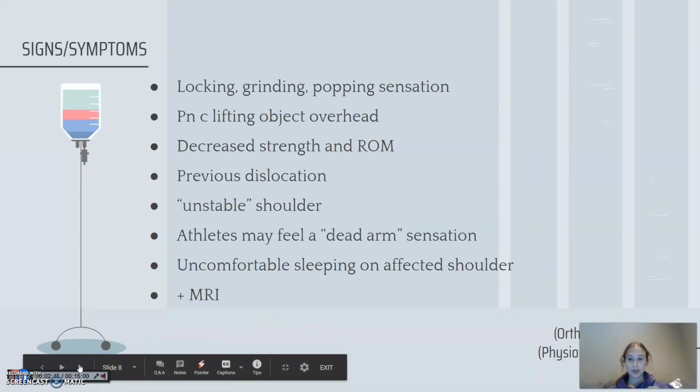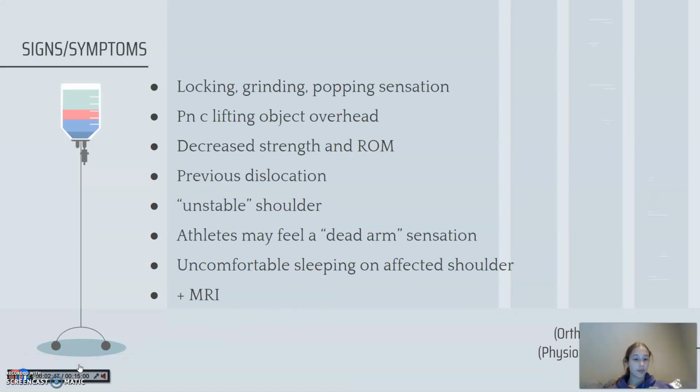For signs and symptoms, they're going to feel a locking, grinding, popping sensation. It's going to feel very uncomfortable up in their shoulder because the thing that's keeping the humeral head in place is not intact, so it's not going to be a smooth rotating. You're also going to have pain lifting objects overhead, because your arm is trying to rotate and it can't rotate well if it's not able to move smoothly in there. You're also going to have decreased strength and range of motion.